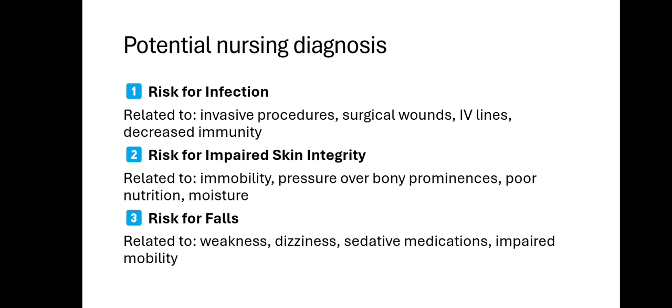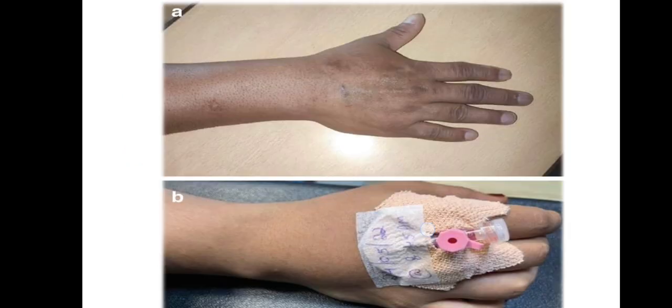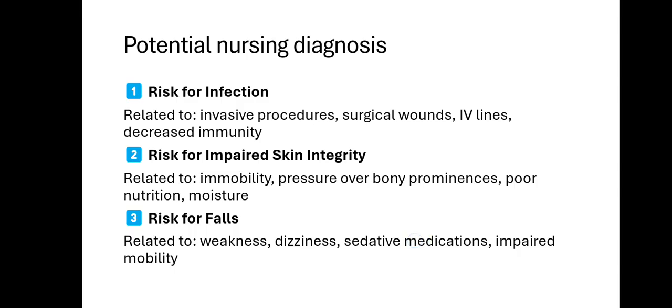So this is just a format, but you only choose one thing. Risk for infection related to invasive procedures or surgical wounds or IV lines or decreased immunity. If the immunity has been decreased, you are at risk of getting infection because the body cannot defend itself at this particular time. That is risk for infection, like the one we saw here, the IV line being inserted. They are at risk for infection. Why? In case they are not cleaning it and everything.